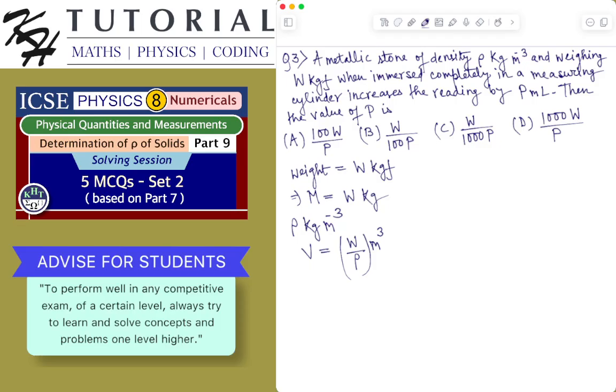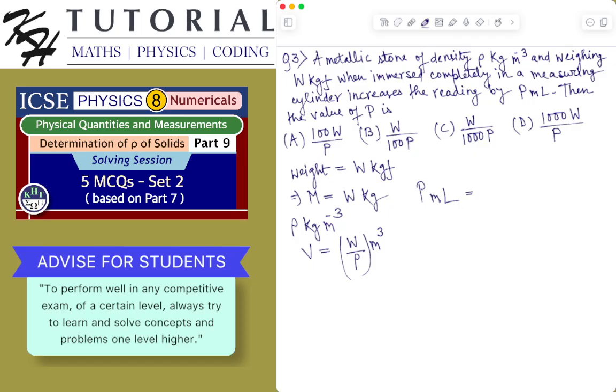So we must have P mL, this much volume. This much PmL is the volume by which the reading was increased. That is, this should be equal to the volume of the metallic stone. Now, the volume of the metallic stone is W by rho in meter cube. This must be equal to PmL, but first we have to convert the PmL into meter cube.